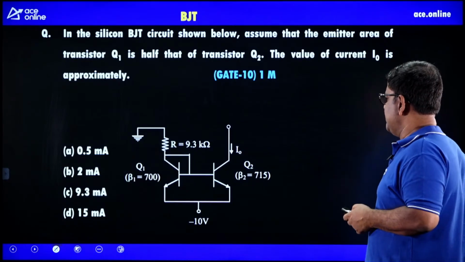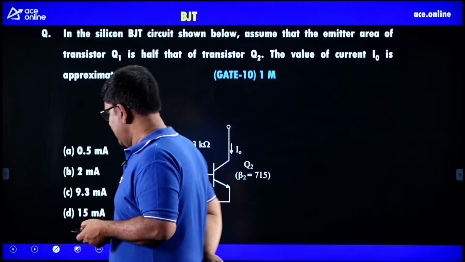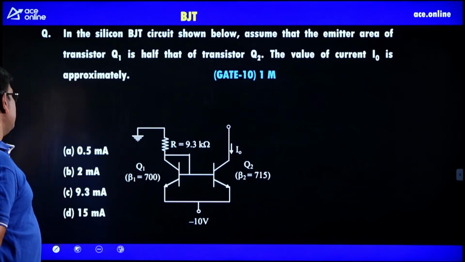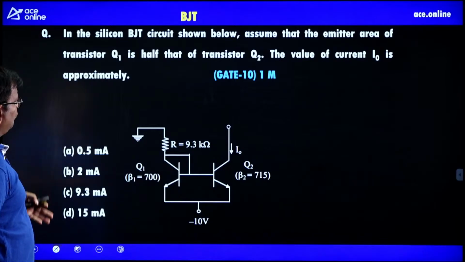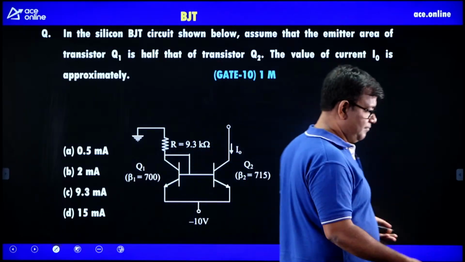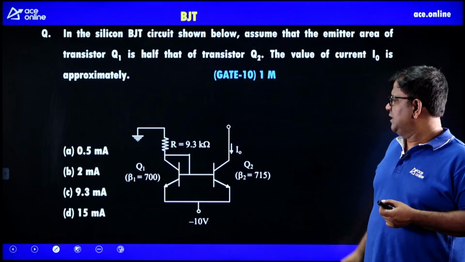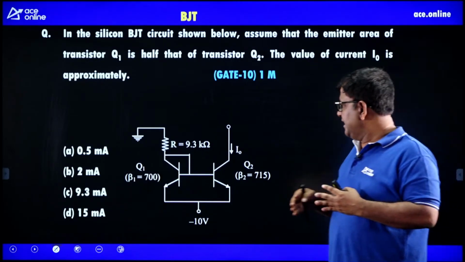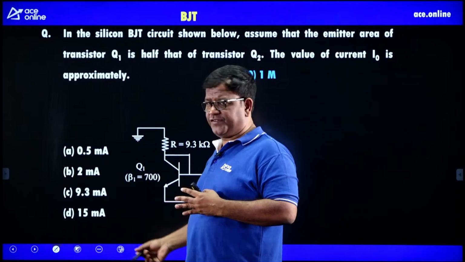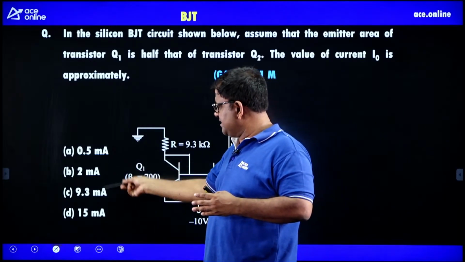Now this is a current mirror circuit. In the silicon BJT circuit shown below, assume that the emitter area of transistor Q1 is half that of transistor Q2. The value of I naught is, see, when I started listing out what are the things you have to remember, I even told you that you can always go for approximate analysis if the options are wide, right. So one is 0.5, the other one is 2, 9.3 and 15. So they have much difference, right.